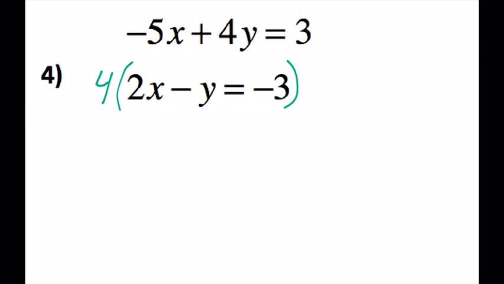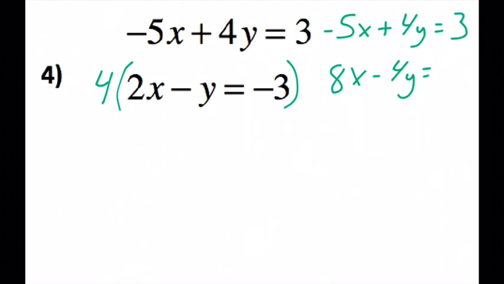So we're going to rewrite the top one again. So on the bottom I have 4 times 2x, which is 8x. Then I have a negative 4y equals, and then 4 times negative 3 is negative 12.